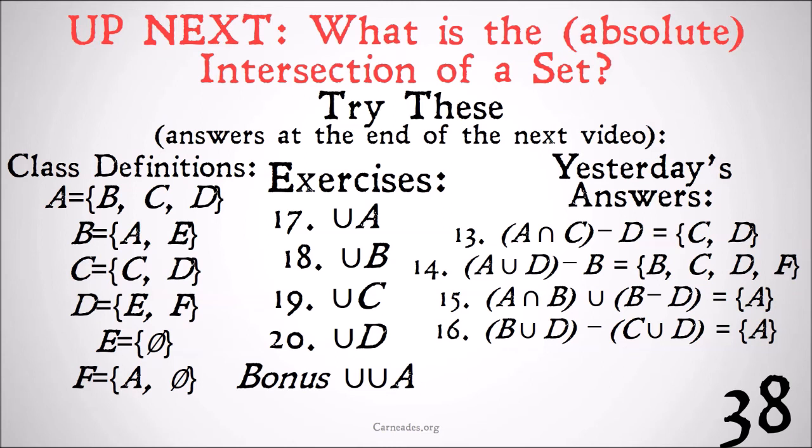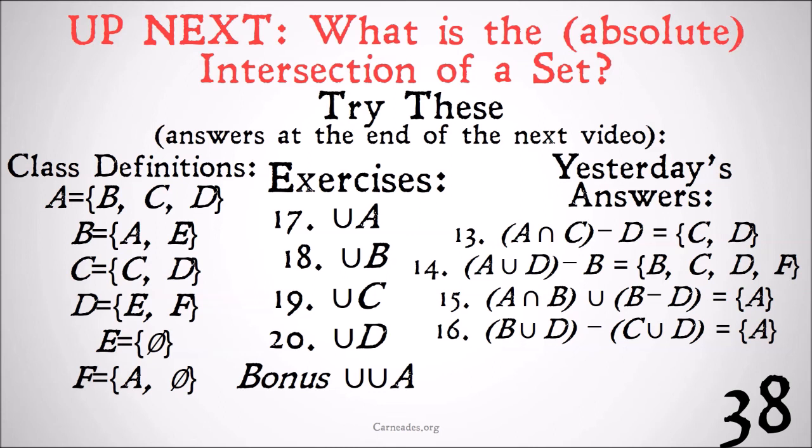Next up, we have the intersection of A and B unioned with the difference between B and D. So the intersection of A and B is going to be the null set. They don't share any members. The difference between B and D is going to be just A, because we take B, we subtract out anything it has in common with D, so we take out the E. We're left with the class of A. So the union of the null set and the class of A is simply the class of A.